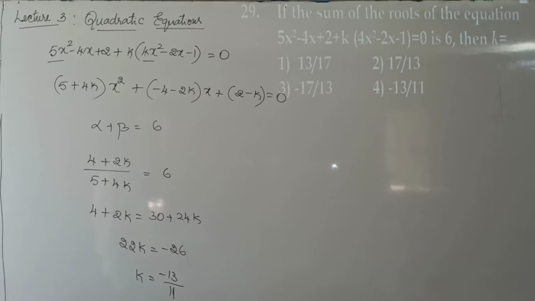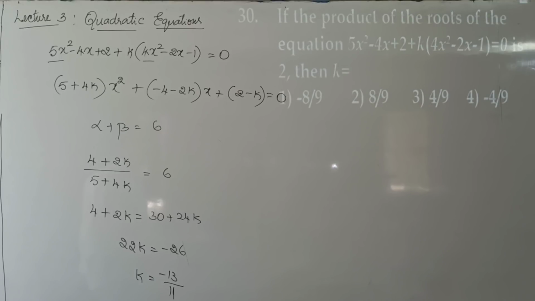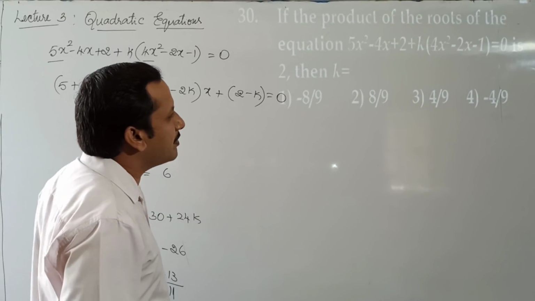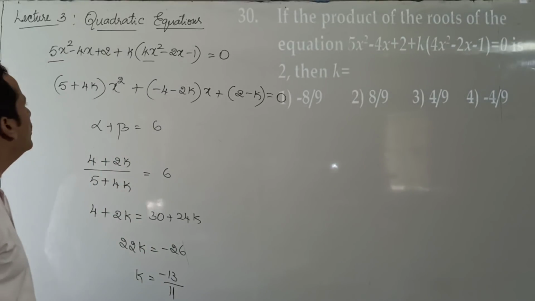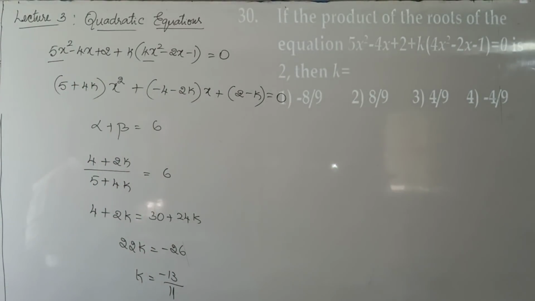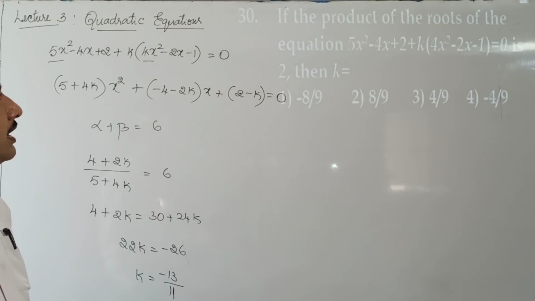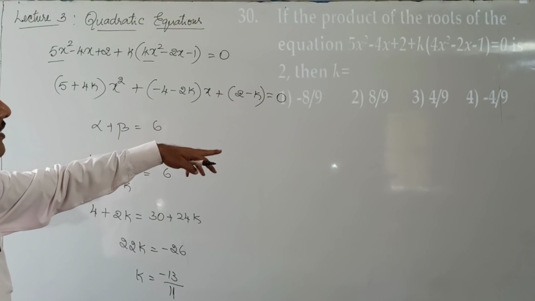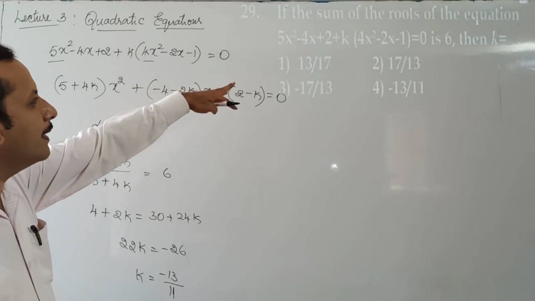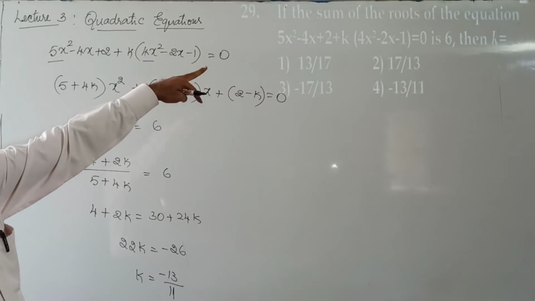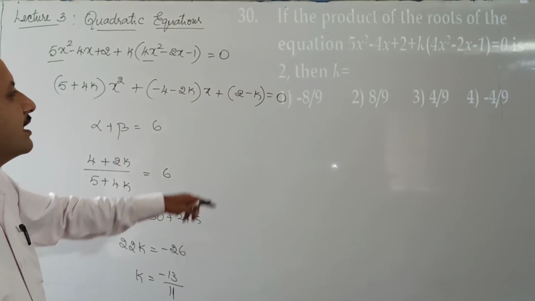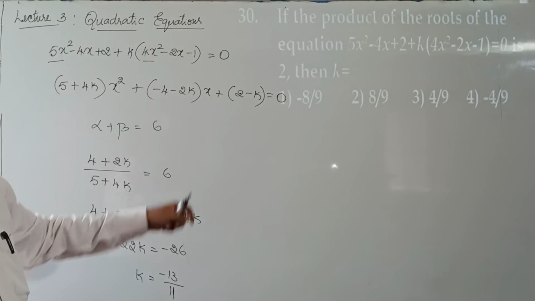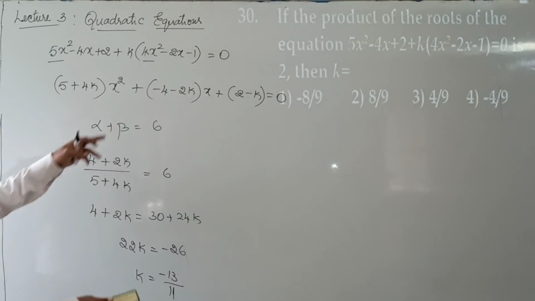Okay? Then next question. If the product of the roots of the equation 5x square minus 4x plus 2 plus k into 4x square minus 2x minus 1 equal to 0. Okay, same equation as this one. See, look at the previous problem. Here they had given the same equation and given that the sum of the roots is 6. Now look at this question. Here they have given the same equation and given that the product of the roots is 2. So till here, same thing.